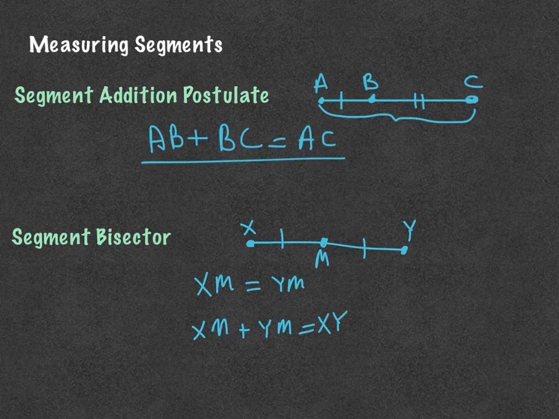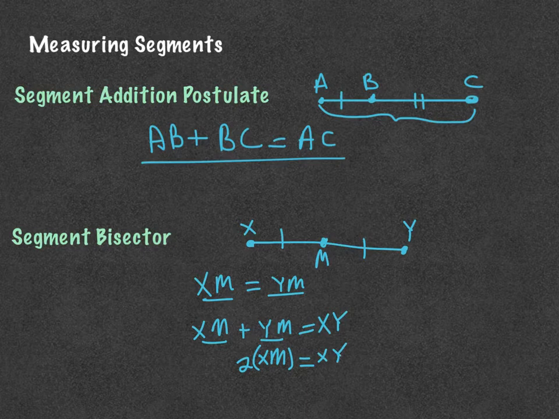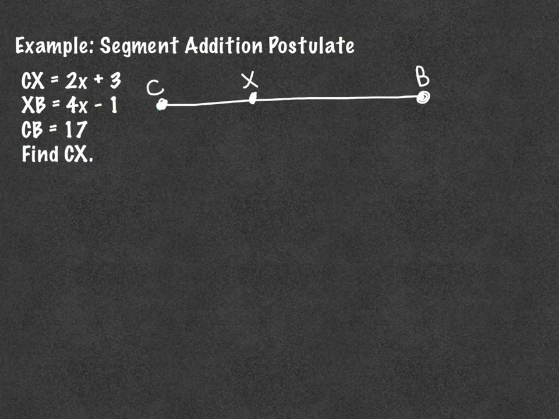It's the same idea as the segment addition postulate. You just have to note that these two segments are the same. So you might only be given one of them, and then you just have to double the other segment. So 2 of X times M would equal XY. Or 2 of Y times M would equal XY. These are just different ways that we can use the idea of segment bisectors and the idea of segment addition postulate.